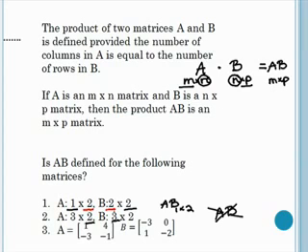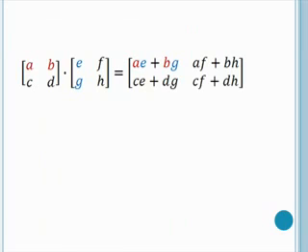Okay. This third one here, let's say we want to find AB. Matrix A has dimensions 2 by 2. Remember, we always do rows first and then columns. So it's got 2 rows, 2 columns. Matrix B is a 2 by 2. So the inside dimensions are the same. So yes, we can multiply, and our product is going to be a 2 by 2.